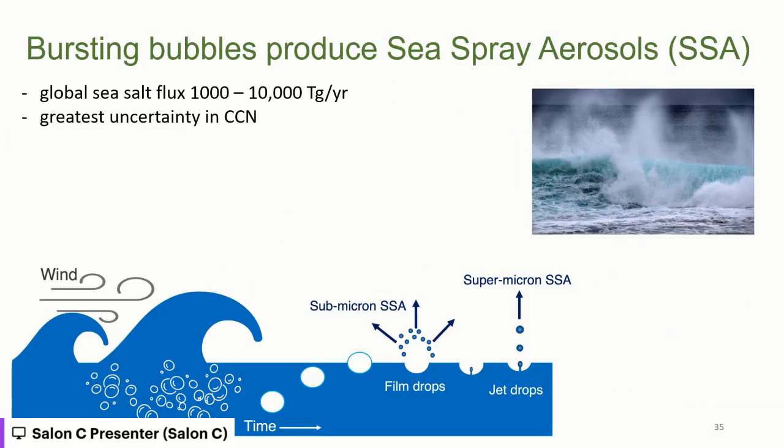These large uncertainties propagate into large uncertainties in the CCN concentrations, which then lead to uncertainties in the radiative forcing. The way that sea spray aerosols form is through the entrainment of air through wave action. The wave action causes air to be entrained into the water, and as the bubbles rise to the surface, they pop.